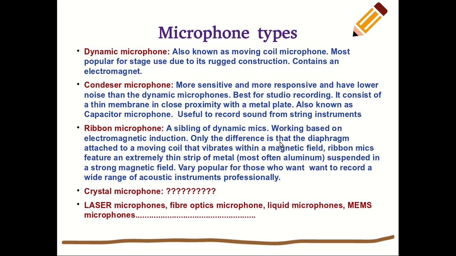The only difference is that in a dynamic microphone, the diaphragm is attached to a moving coil that vibrates within a magnetic field, whereas in a ribbon microphone, this diaphragm is replaced by a thin strip of metal, most often aluminium, suspended in a strong magnetic field. Thus, the function of both is based on the electromagnetic induction phenomenon. Only the difference is that in a dynamic microphone a diaphragm is used, and in a ribbon microphone a thin strip of metal is used.